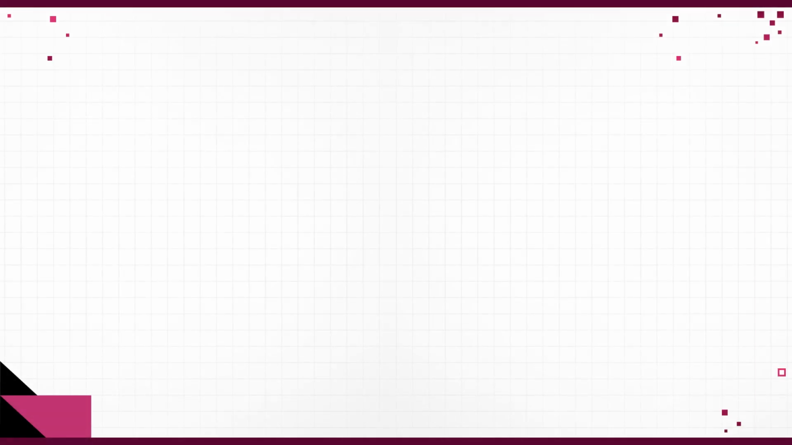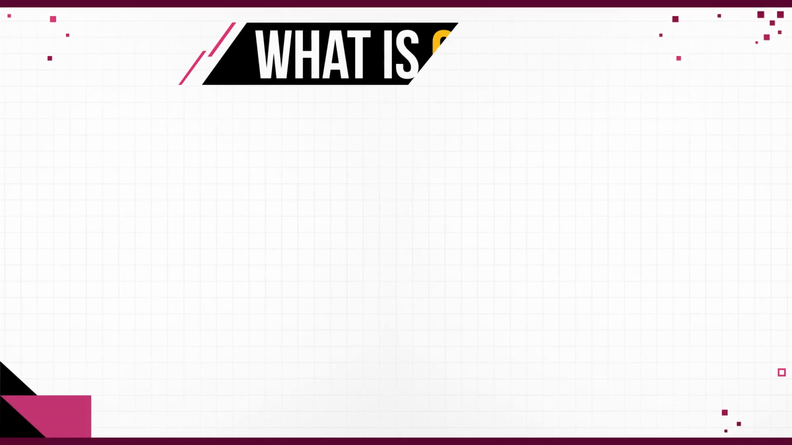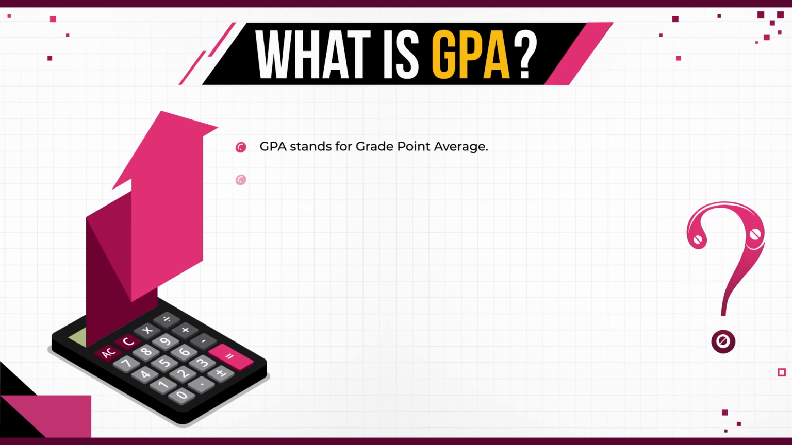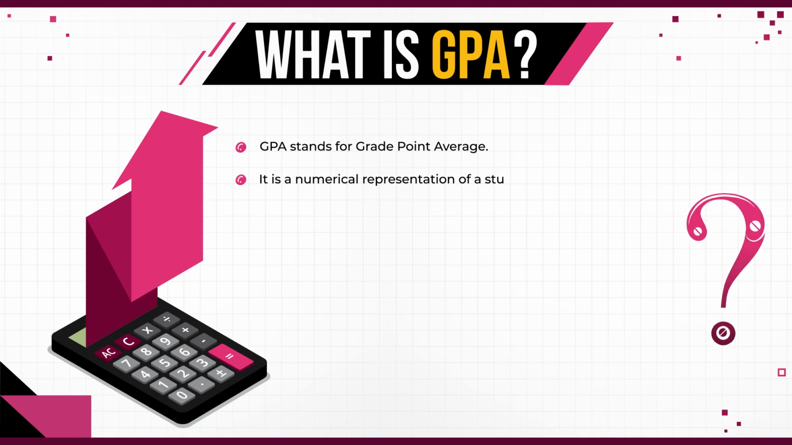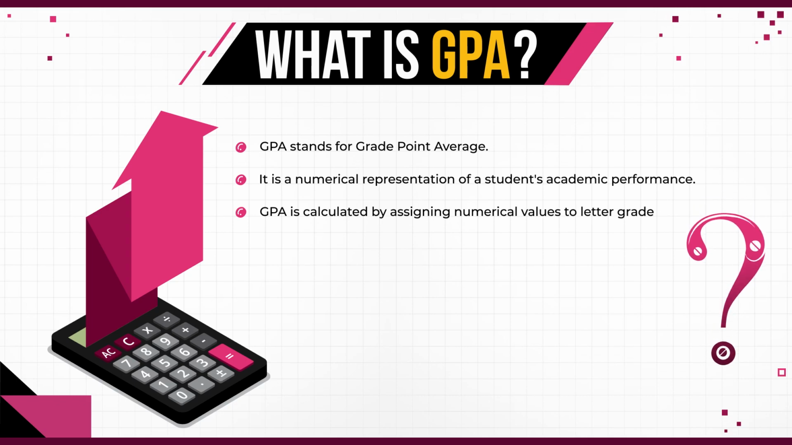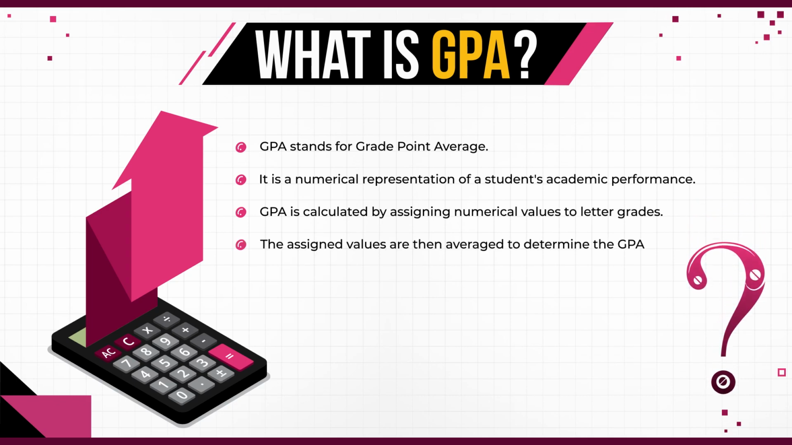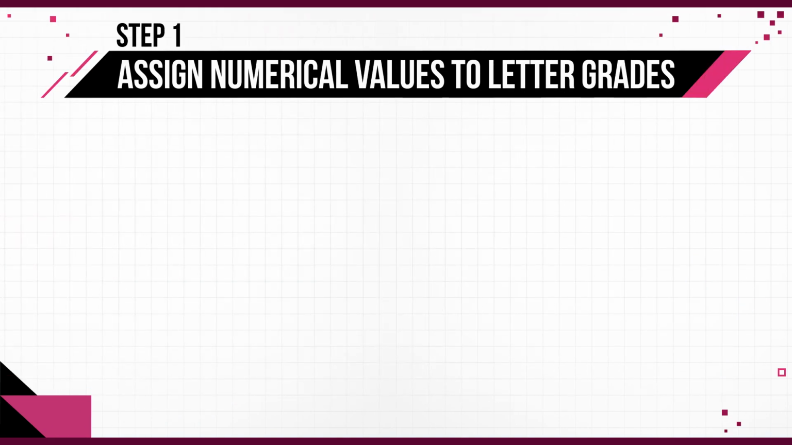Before we dive into the calculation process, let's quickly review what GPA is. GPA stands for grade point average, and it's a numerical representation of a student's academic performance. GPA is calculated by assigning numerical values to letter grades and then averaging those values. Now let's move on to the calculation process.